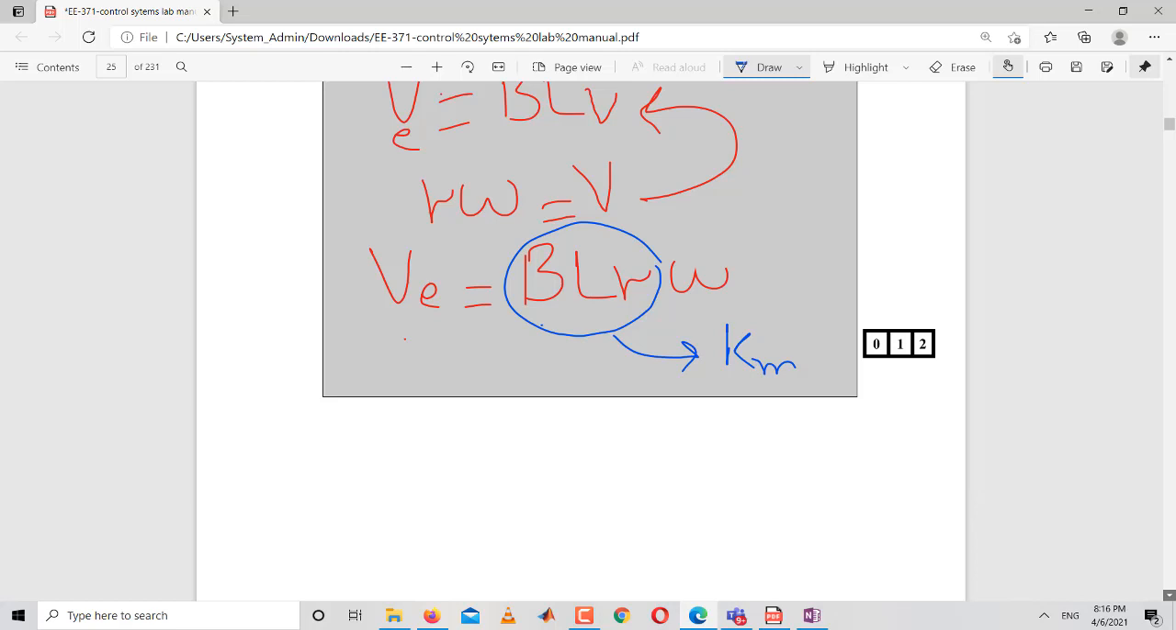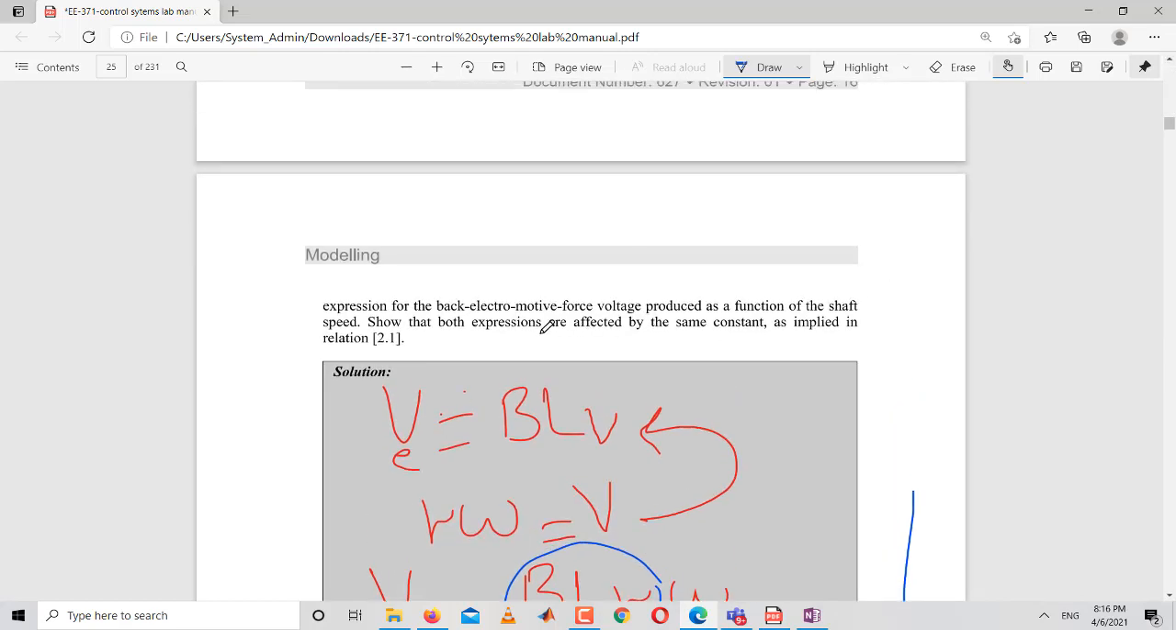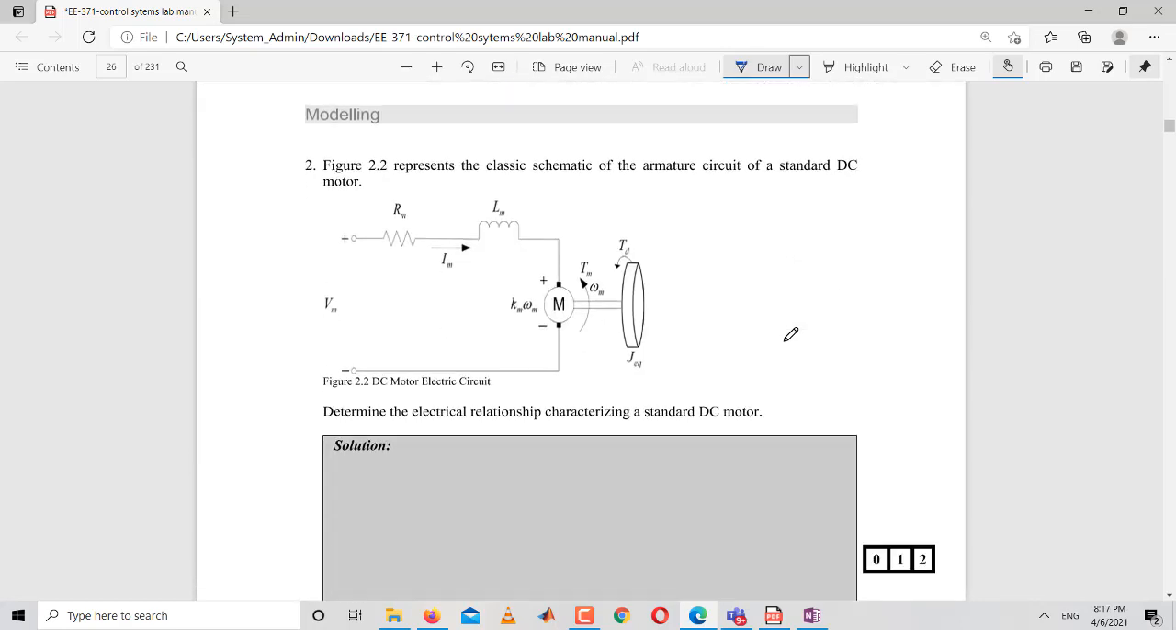So if we compare the two, the next part of your question says we have to show that both the expressions are affected by the same constant, which we have shown. So this is question number 1 of your manual. Now moving on to question number 2.